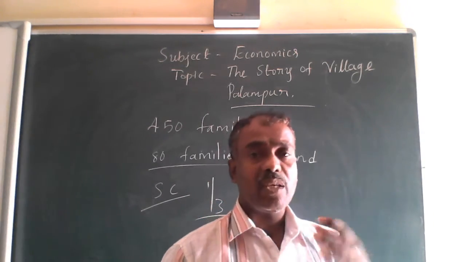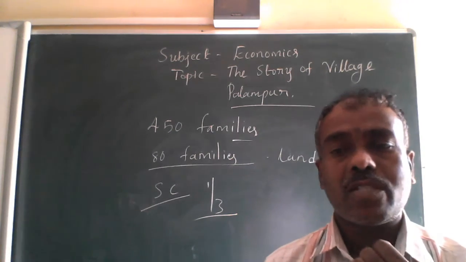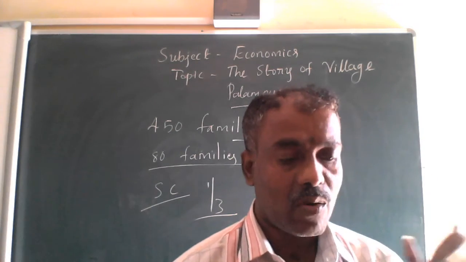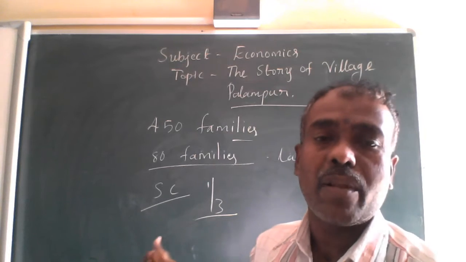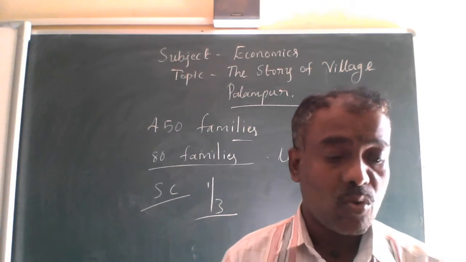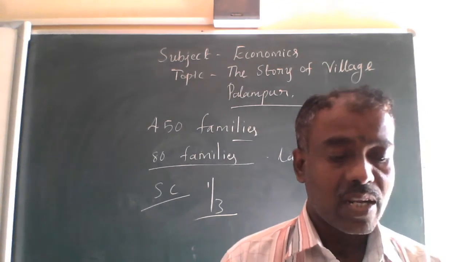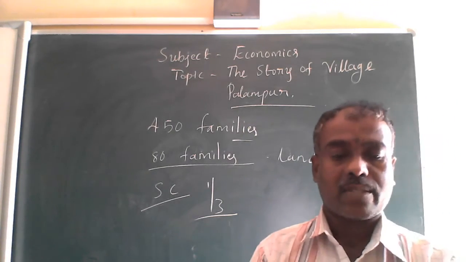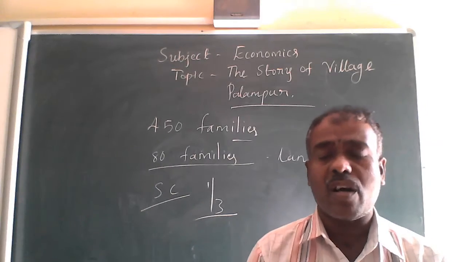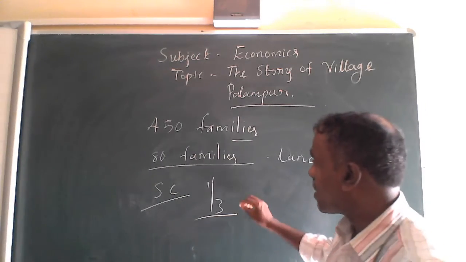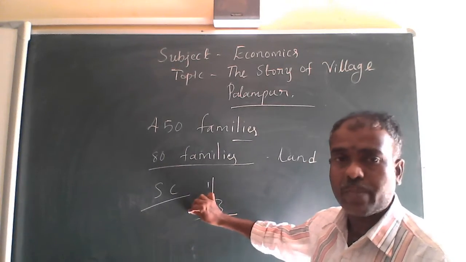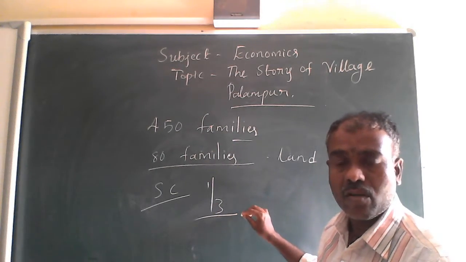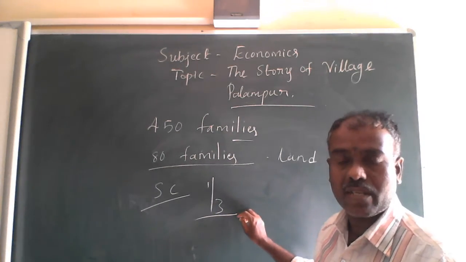That means the largest population in this village, the largest number of people, belong to the scheduled caste, one third of the population, and they live in one corner of the village in much smaller houses. So the majority of people are scheduled caste people in this Palampur village, one third of the population.